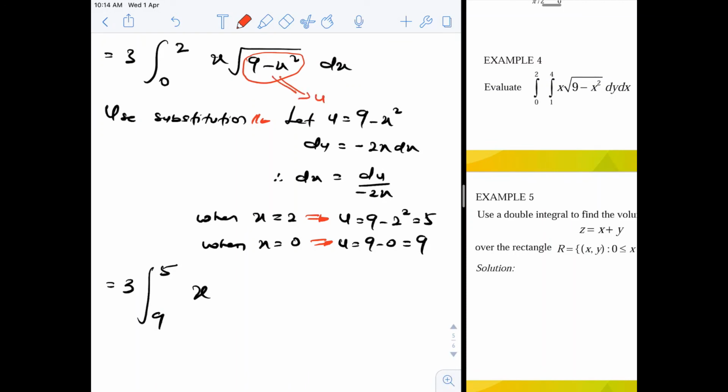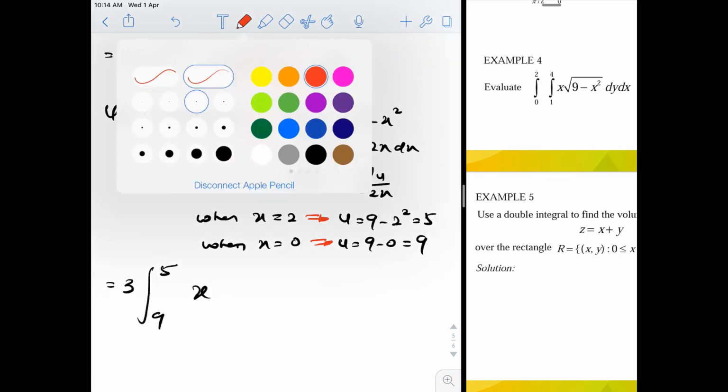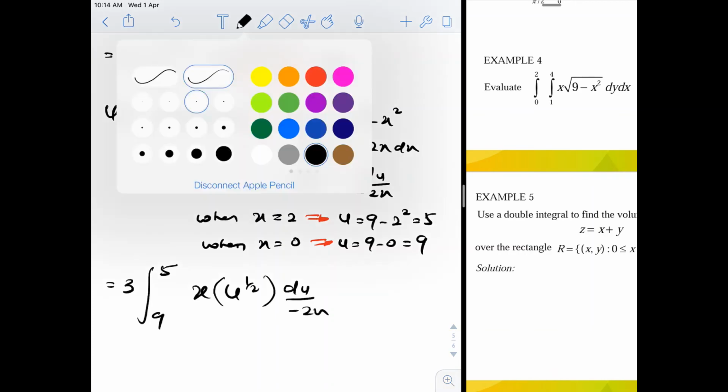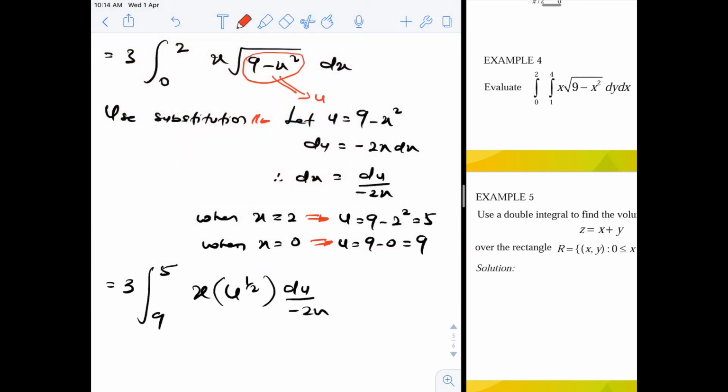We need to substitute u here. So the square root of u means u to the power of half. Alright, dx is equivalent to du over negative 2x. Now we can cancel this x and this x.